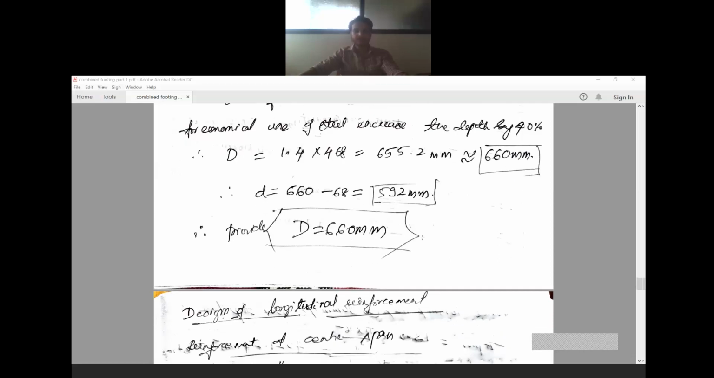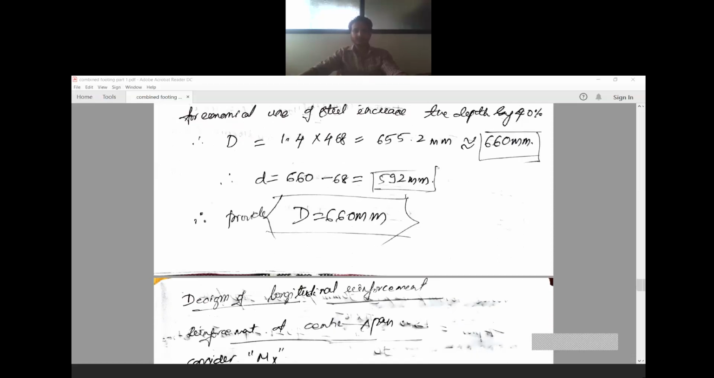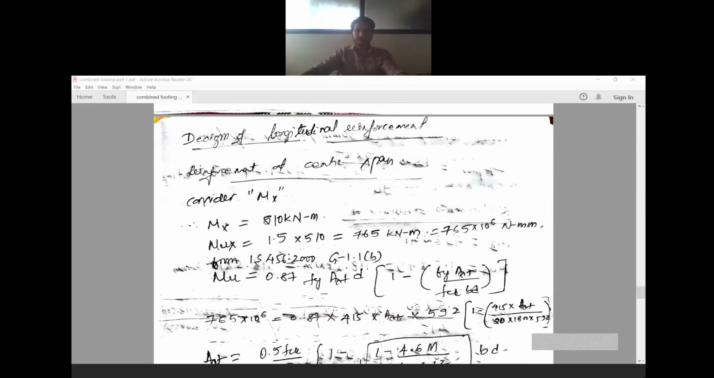I believe at this point of time you will understand overall depth and effective depth. Okay. Continuing with that, we have to find the reinforcements. What are all the types of reinforcement that we will encounter? We shall see today.